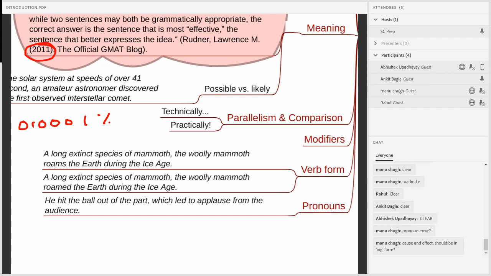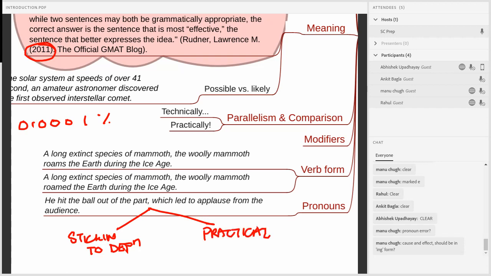Got it. And Manu's asking whether cause and effect should be in ing form. Sure. Ing is one way to show cause and effect. It could be the way to communicate that idea. Now, there are 2 ways to think about this. So the first one is, let's say, sticking to the definition. The other one is a more practical approach.